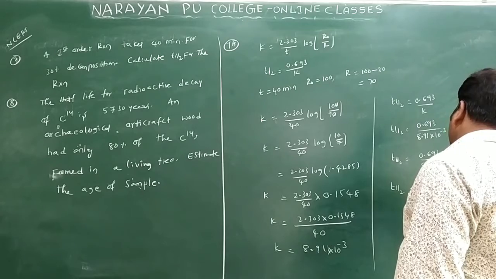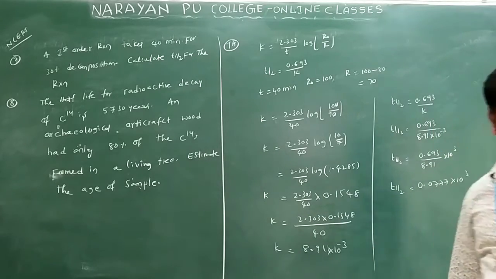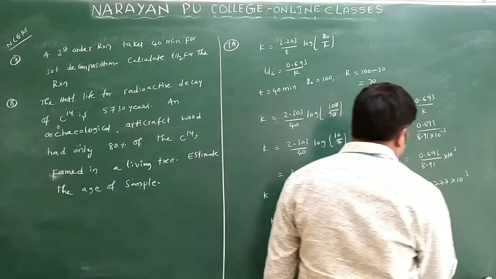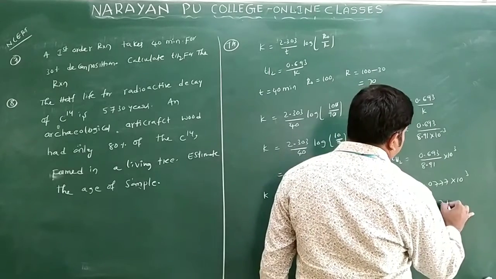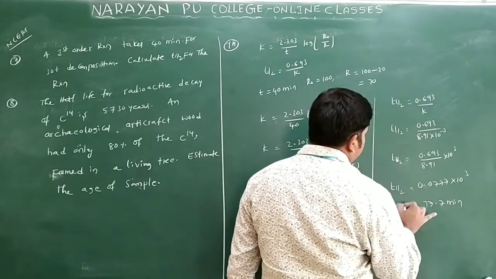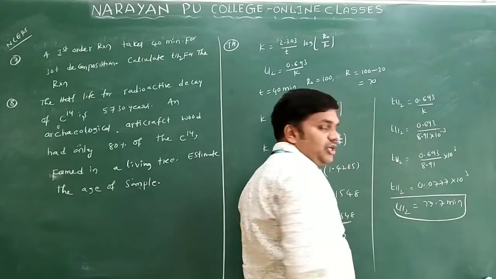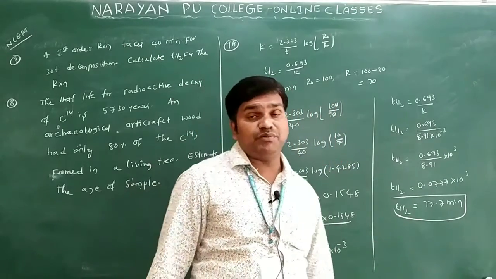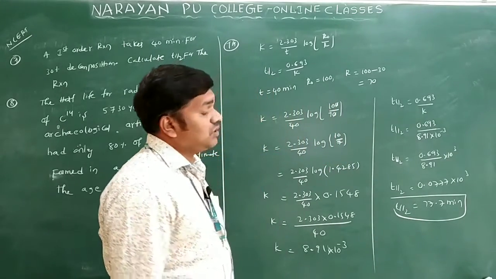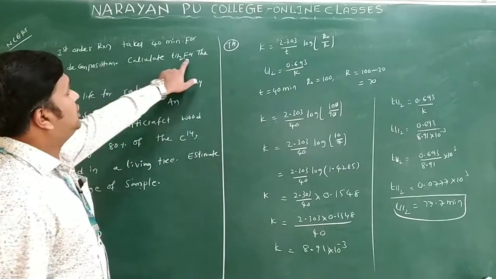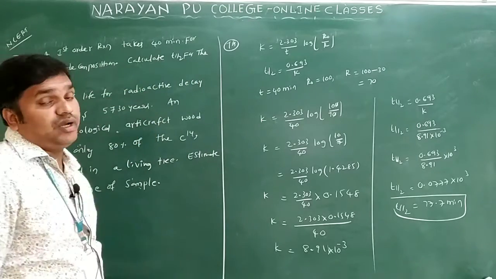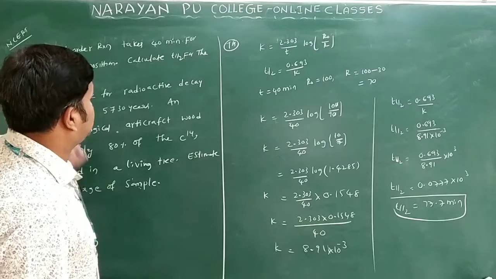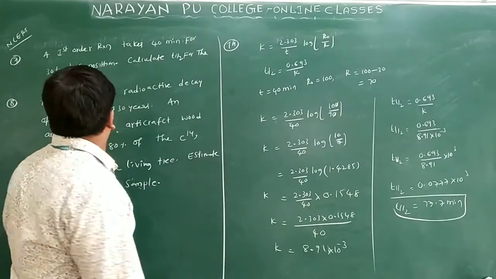0.077 into 10. So finally we get this answer, 77.7. So what is the t½ value? t½ is equal to 77.7 minutes. This is the time taken for the completion of 30% of the decomposition of a first order reaction. So this is the answer for question number 7.